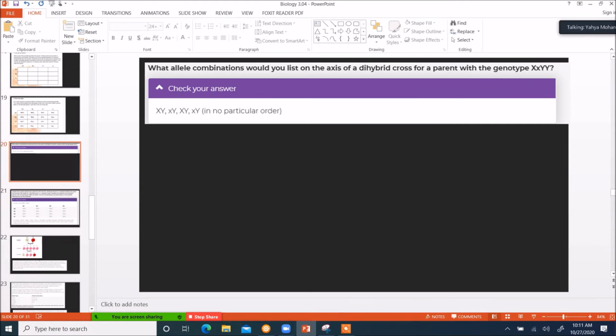Now, when this parent is going to produce its child, it's not going to send both to its child. It can only pick one. And how does it pick one? It's just the rolling of the dice. 50% capital X, 50% lowercase x. Over here, both are going to be capital Y, because both are capital Y in this one, so it can only choose capital Y. It doesn't have a lowercase y to choose.